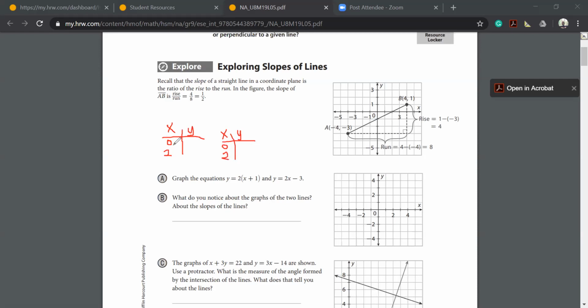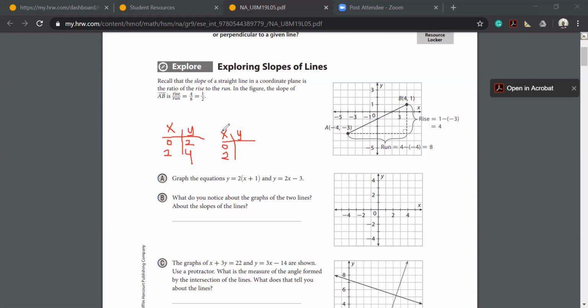Okay, let's begin in here by putting 0. 0 plus 1 is 1. 1 multiplied by 2 is 2. So 0 and 2 is my first point. Then let's put 1. 1 plus 1 is 2. 2 multiplied by 2 is 4. So 1 and 4.